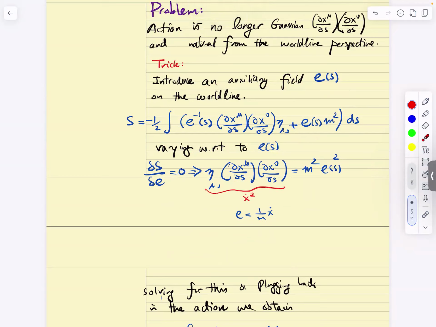I want you to be able to guess at this. Any guesses? Does it get rid of factors when you do a coordinate transformation? Of course it does. But does it look like something you've seen before?